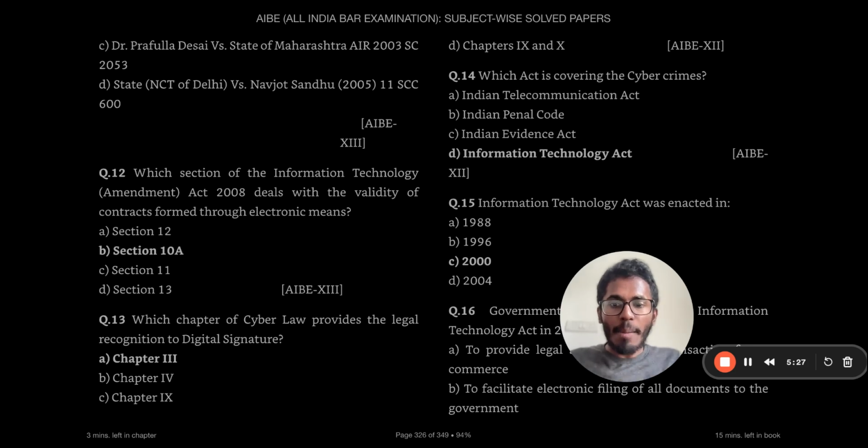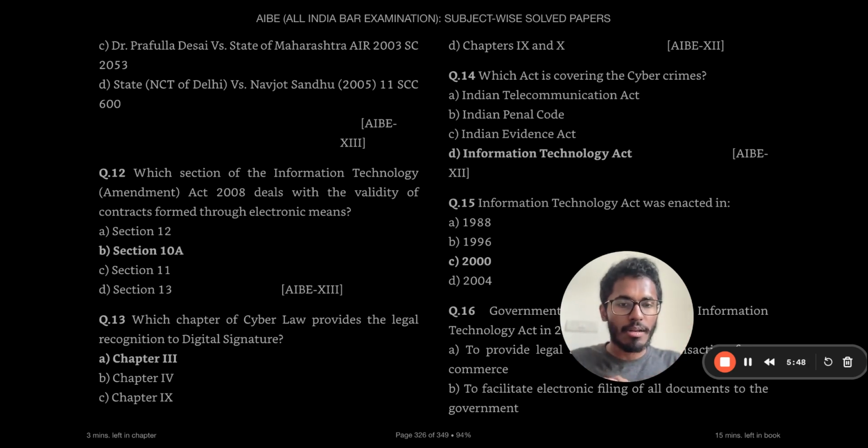That's it. Which chapter of the cyber law provides for legal recognition to digital signatures? Similarly, guys, this is a very easy question. You should know it without fail. Chapter 1, chapter 2, chapter 3, chapter 4. Look at the index page of your IT Act. You will find chapter 3 clearly mentioned. So there itself you can directly select this answer.